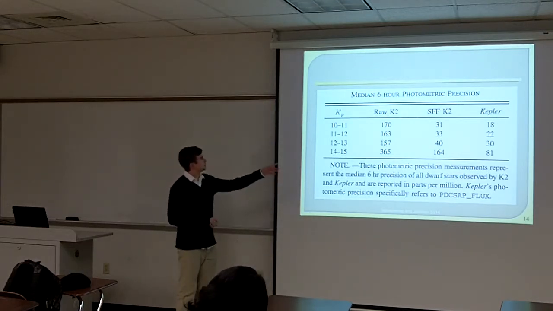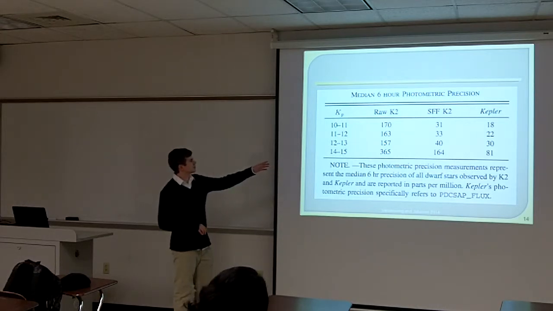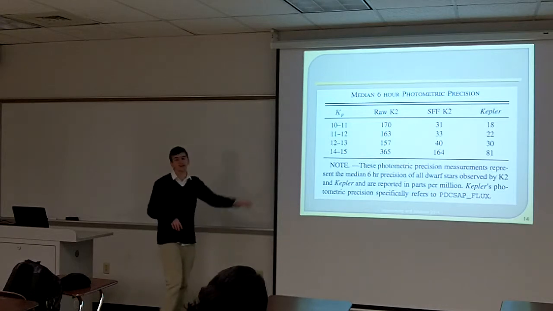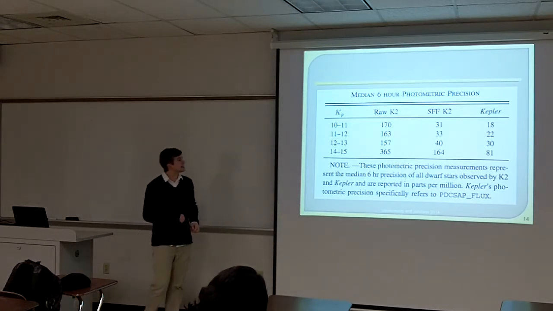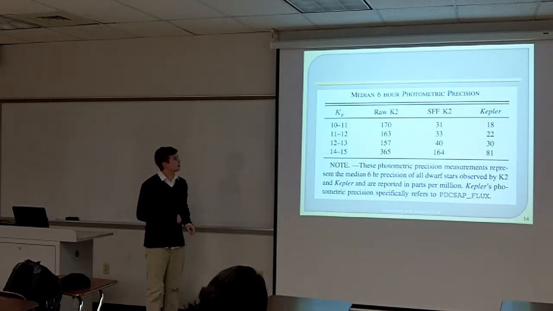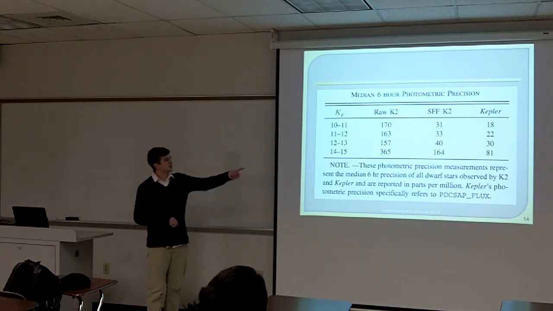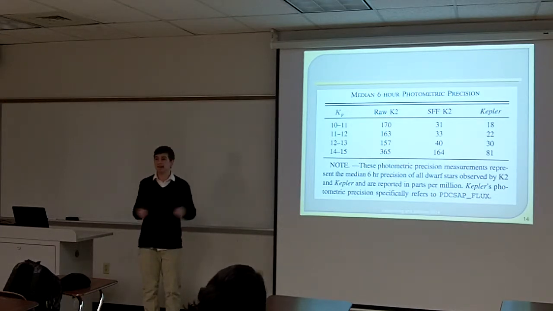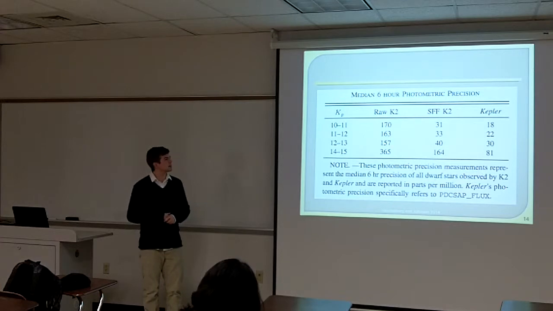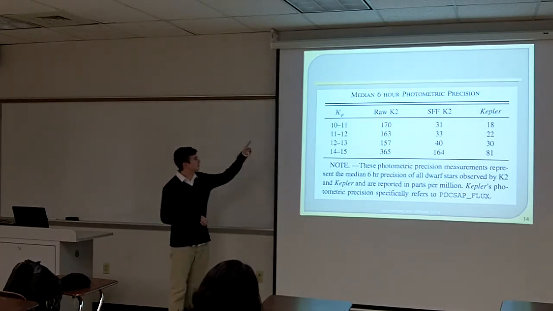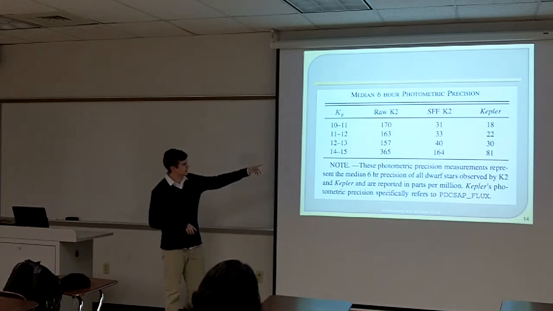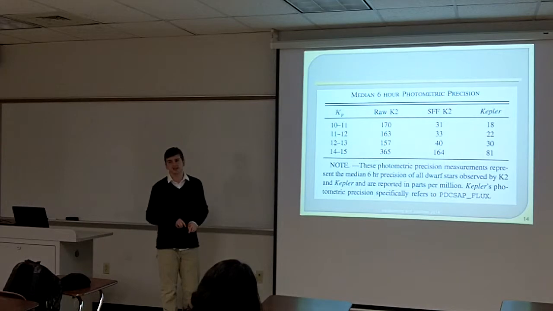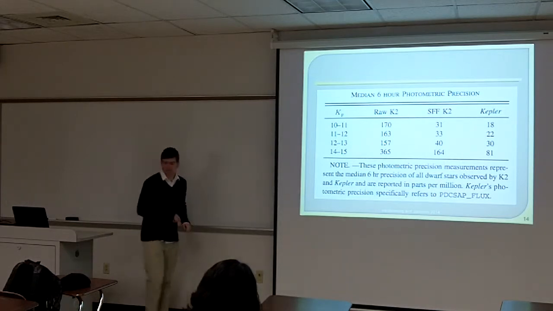So you can see that using the SSF method, they've managed to correct raw K2 data around 4 times, which is a significant improvement, although it is still slightly higher than what they had been able to obtain for Kepler itself. This is particularly noticeable with higher magnitude stars like 14 and 15, which still have about twice the precision value as that of Kepler.